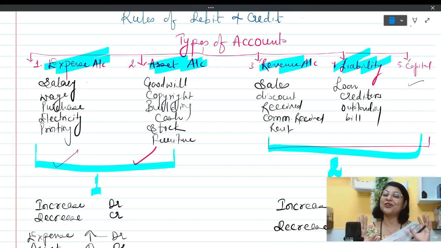So this is all for today's class. We will be meeting in the next class, where we will start doing the transactions and we will understand what is the format of journal and how to pass the journal entries.